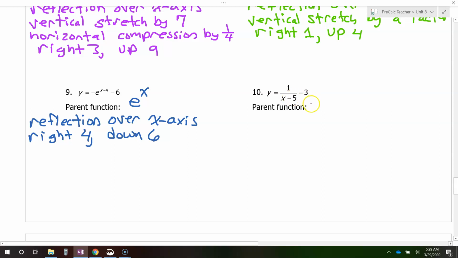All right, parent function is the rational function 1 over x. The minus 5, this is a left-right situation. This is going to be the opposite of what it looks like. That's going to be right 5. And of course, the minus 3 is down 3.